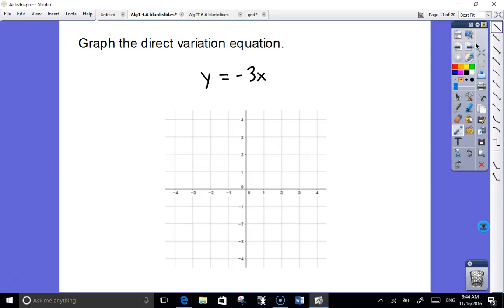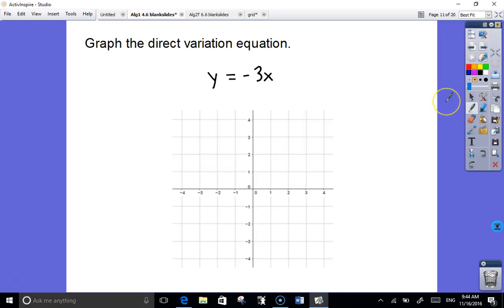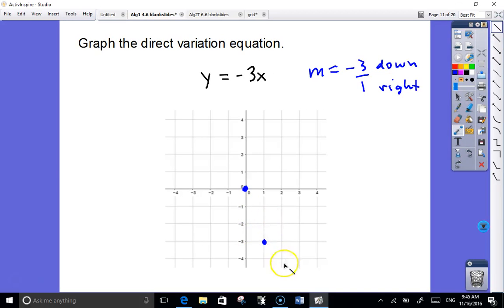Okay? Again, what's the first point I'm going to graph? 0. Okay? And the slope is -3. So how is that telling me to get to the next point? Down. And I prefer to say right or left than over, because over doesn't really tell you. Right? So down 3, right 1, there. And there's my graph. Not a very good graph.